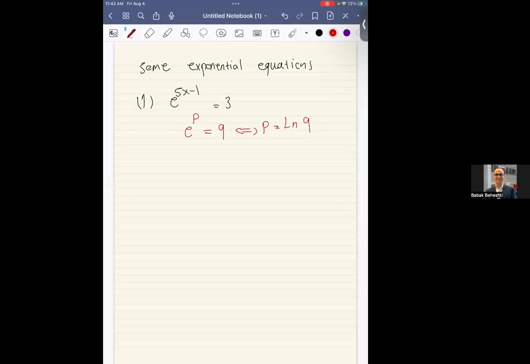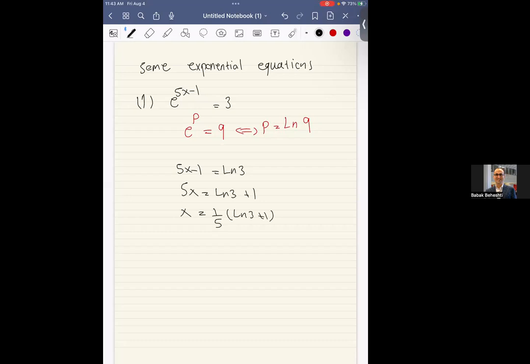Right? Now let's do this equation. E to the power 5x minus 1 equal to 3. That means 5x minus 1 equal to ln of 3. And in your calculator, you can also see ln and e to the power x. Okay, so what is x then? So 5x minus 1 is equal to ln of 3. Then 5x equal to ln of 3 plus 1. So x equal to 1 over 5 times ln of 3 plus 1.